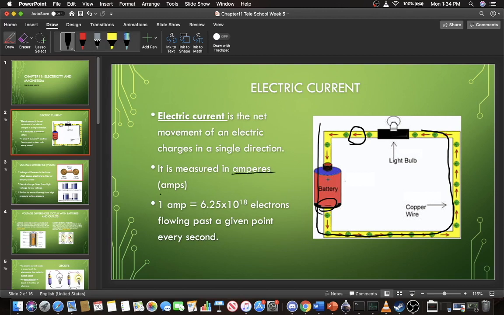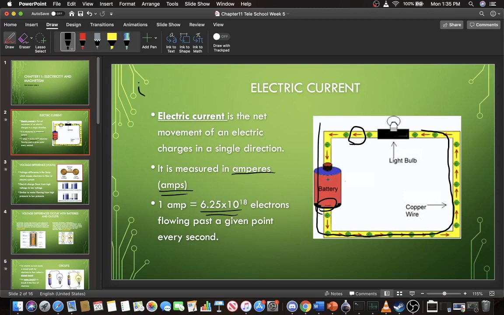It is measured in amperes, or amps. All right? So 1 amp is equal to 6.25 times 10 to the 18 electrons flowing past a given point every second. So that's a lot of electrons. And they just end up passing through because electrons are so small.